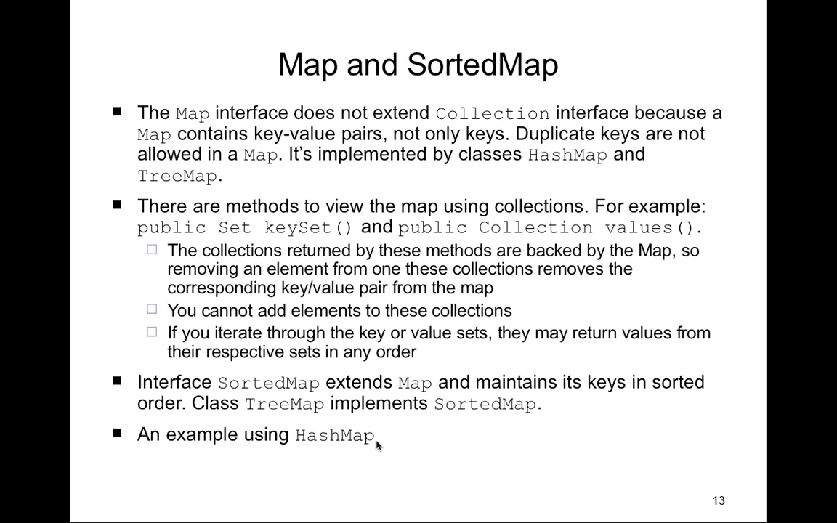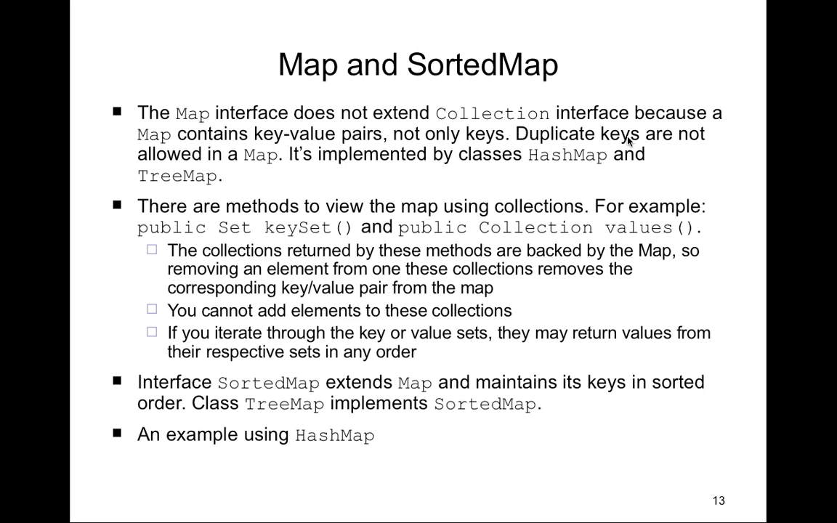Then we have the map and the sorted map. The map interface does not extend collection. It comes from a different branch in the hierarchy, because the map contains a key value pair. So it's a map like a dictionary, if you are familiar with the dictionary concept. Not only keys, but you get key values. Key value pairs, not just the keys.